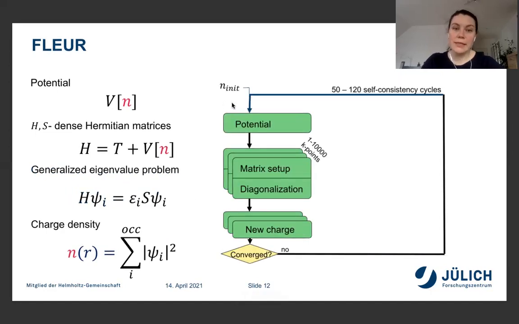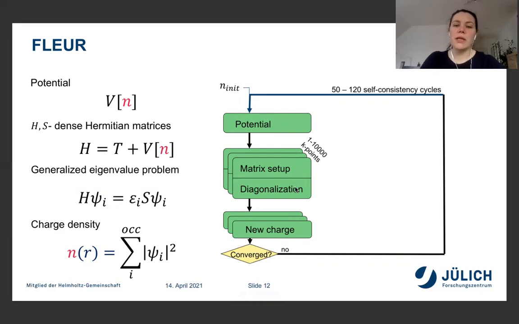You make an initial guess, and then you use this initial charge density to calculate the potential. Then you set up the matrices for the eigenvalue problem, and then you solve the eigenvalue problem by diagonalization. Then you calculate a new charge density. If it differs too much from the initial, you repeat the whole cycle again.